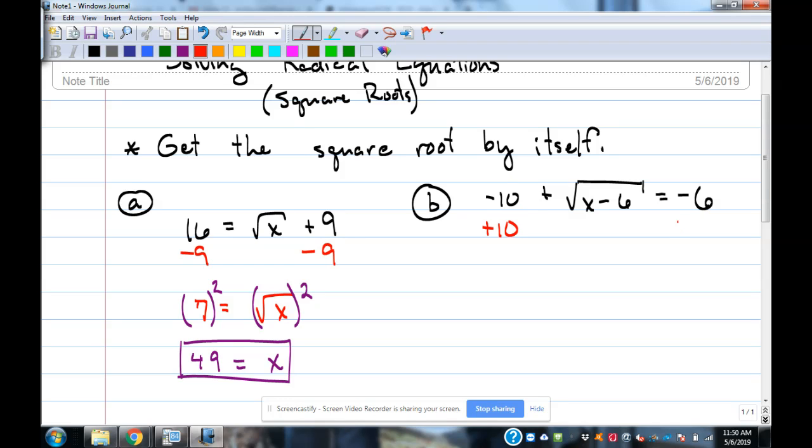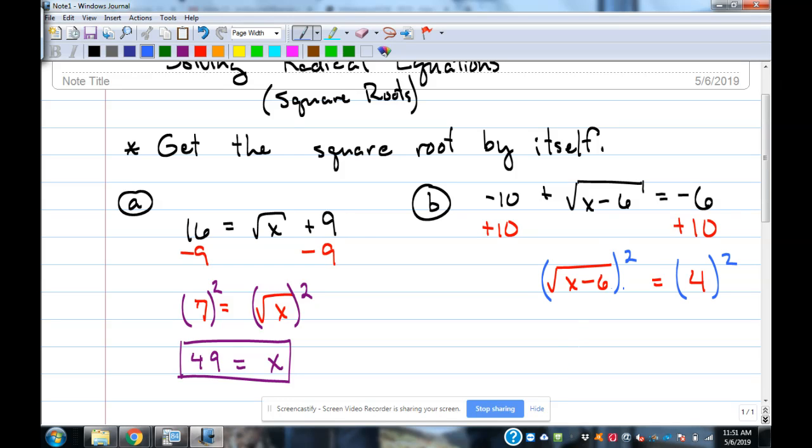Add 10. So if we add 10 to negative 6, that's going to give me 4. We have the square root of x minus 6 is equal to 4. Is the square root by itself? What's under the square root? x minus 6. Both of those things are underneath the square root. That whole square root is by itself. There's nothing else on that side that's not inside of the square root. That's what we're looking to get. So now I can square both sides.